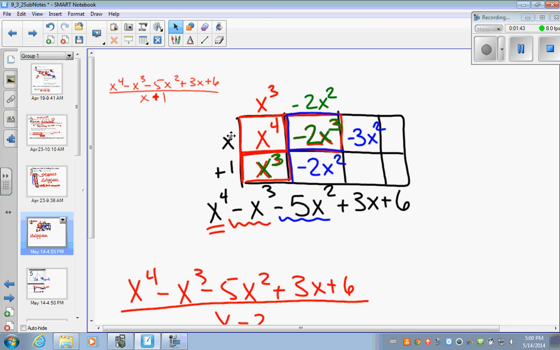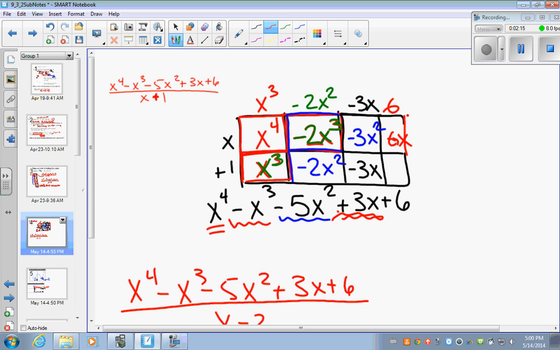Okay, now that I have that, I can go put a negative 3x here because negative 3x times positive x is negative 3x squared, and negative 3x times 1 is negative 3x. But I need a positive 3x. So to get a positive 3x, I'm going to have to multiply x by 6, just by plain old 6. And 6 times x will give me, oh, dang it, will give me 6x. And 6 times 1 will give me 6, which is exactly what I needed. And this is positive. So there's one of them.